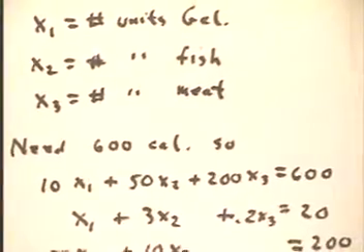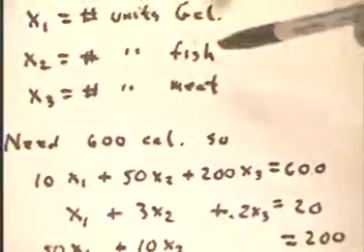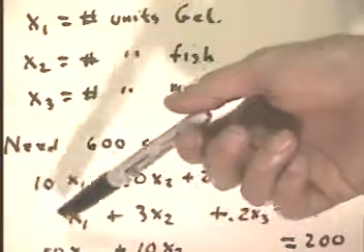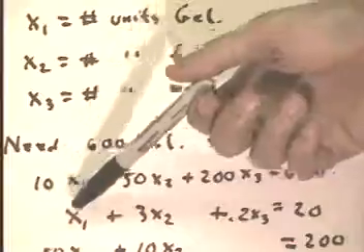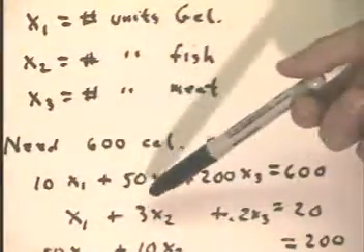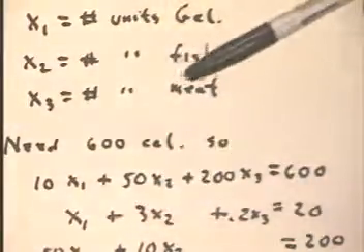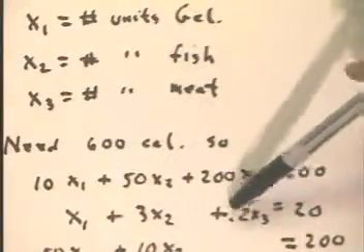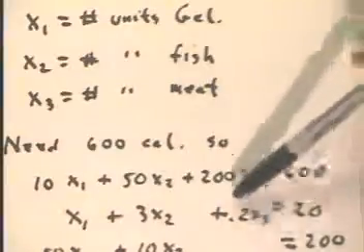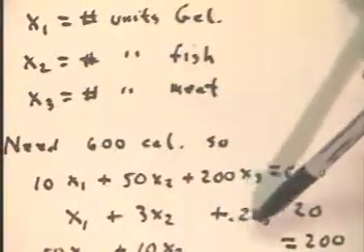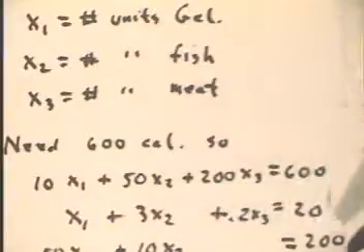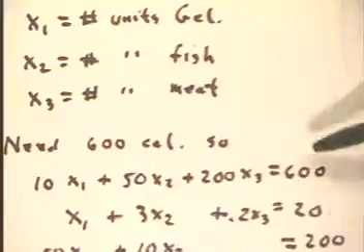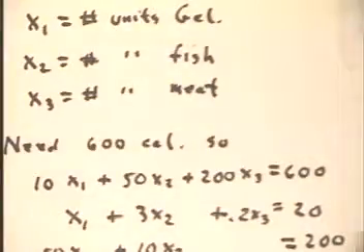Okay, not very realistic, it's probably an imitation meat of some kind. But in any case, the x1 units of gelatin with 1 unit of protein each will have x1 units of protein. At 3 units apiece, the fish will have 3 x2 units, and at 0.2 grams of protein each, the x3 units of meat will have 0.2 x3 grams. And that's got to total up to 20. Our restrictions are we need 600 calories, 20 grams of protein, and 200 grams of fat.